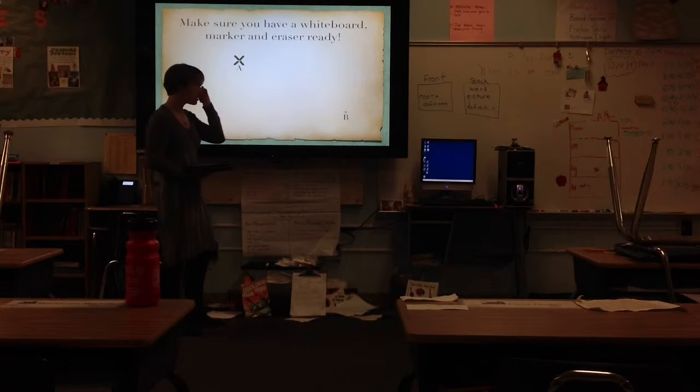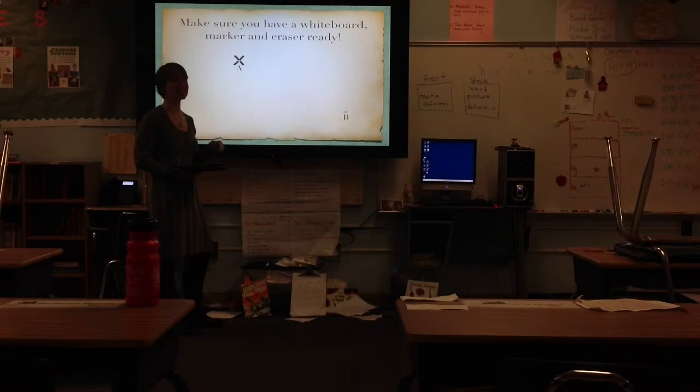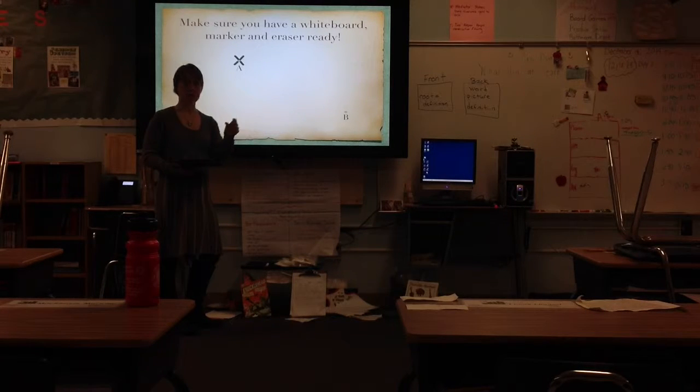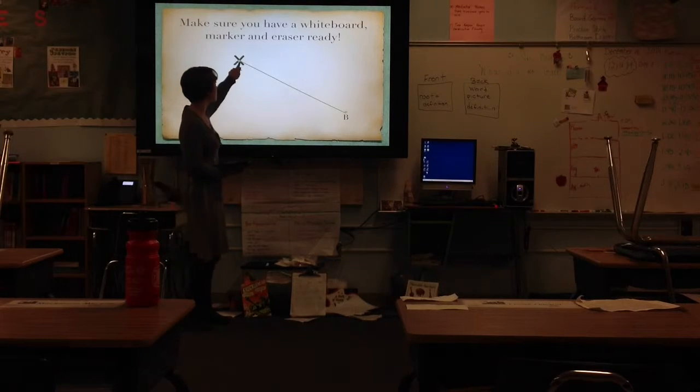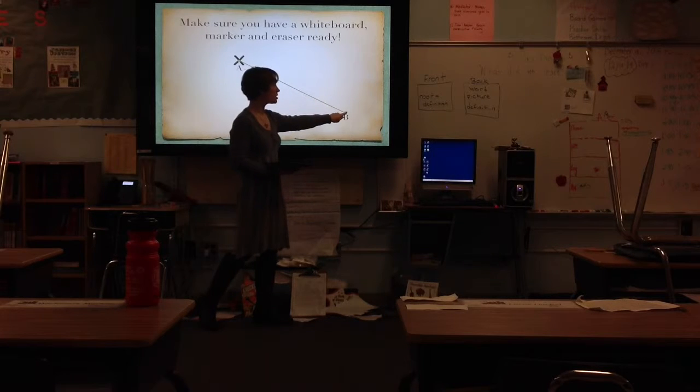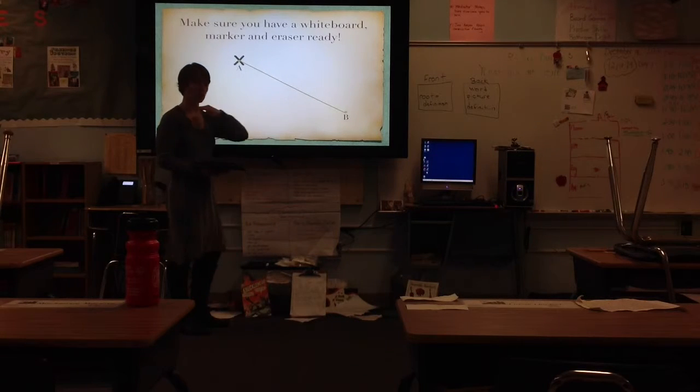Now, with these points, we can connect them in something called a line segment. A segment is just a chunk. So think about a worm. A worm is broken into segments. They're broken into small pieces. So if I make a segment, it has two endpoints. It goes from here to here, point to point. It's just one straight line. It does not continue on.